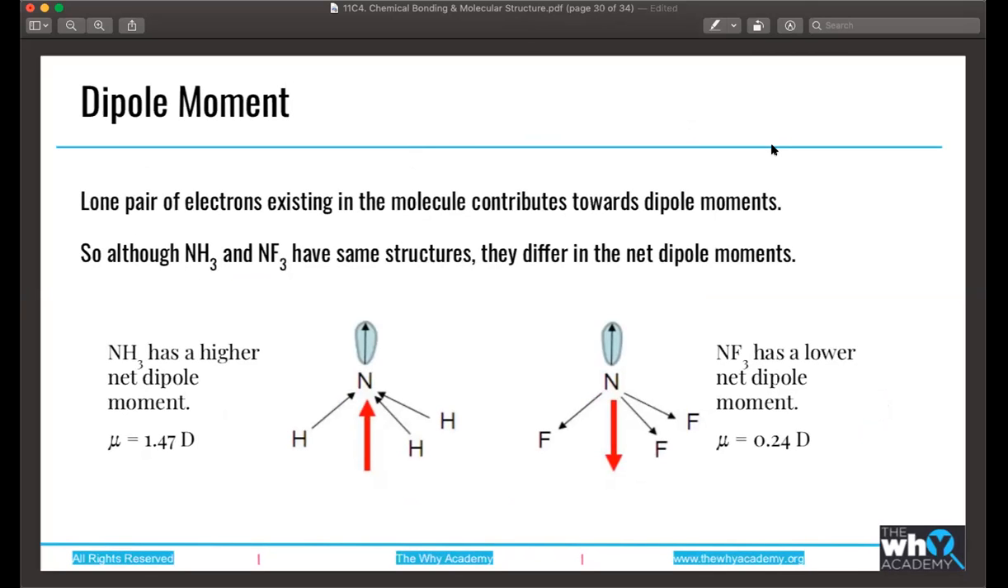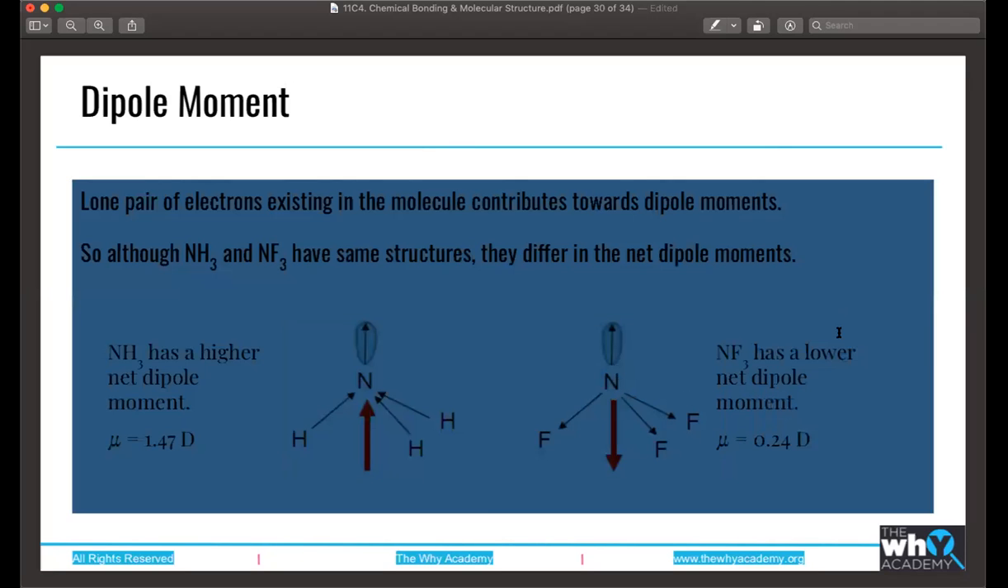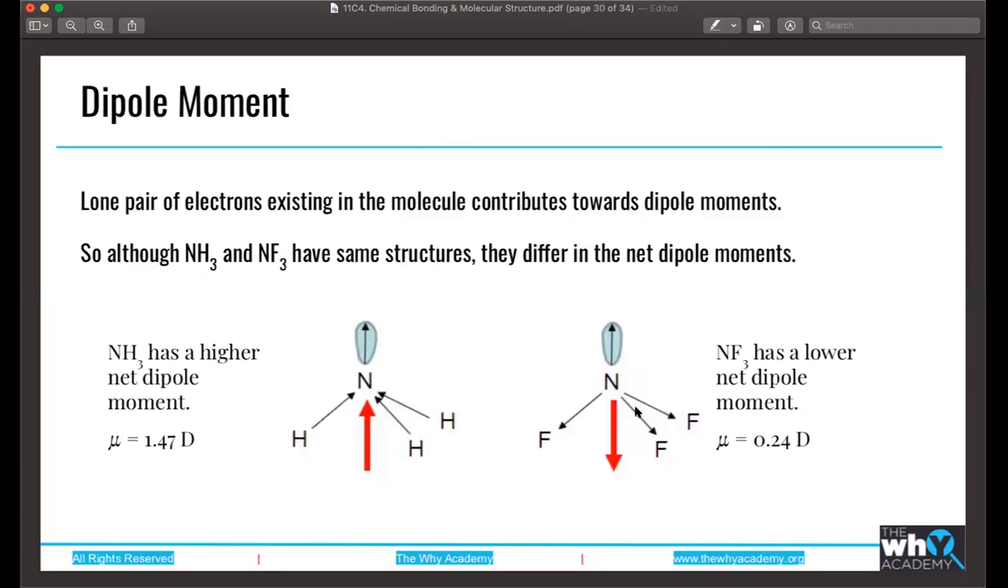All right. This is another interesting case. We are comparing ammonia, which is NH3, and NF3, nitrogen trifluoride. The structure of the two molecules is the same, but even though the structure is the same, the net dipole moment is very different from each other. The direction itself is opposite, right? Yeah. The direction is opposite, plus the magnitude is also very different from each other.